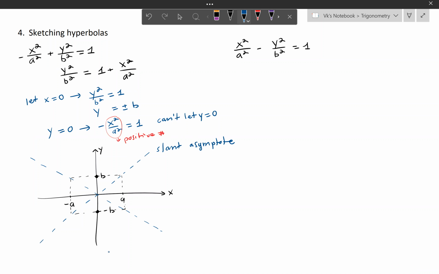From here you can see the equation is y equals the slope, which is change in y over change in x. So that is b over a x, and then the other one is y equals minus b over a x, two slant asymptotes. And since we have two vertices, the curve goes like this, and we call this the graph of a hyperbola.